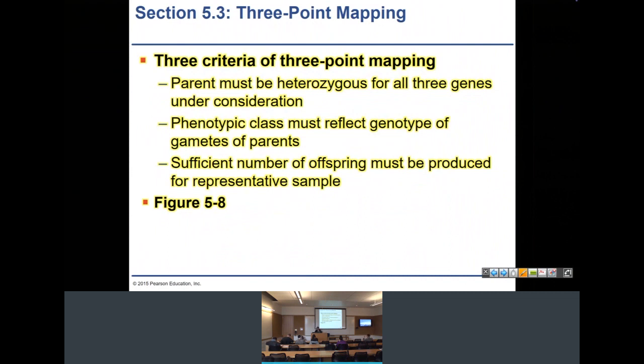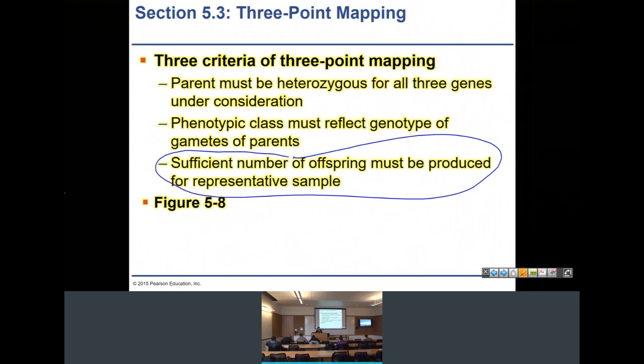All right, so to do a 3-point genetic map, there's a couple of criteria that have to happen in order to accurately map. First, one parent has to be heterozygous for all 3 genes. Basically what you're doing is a 3-point test cross. One parent is homozygous recessive and the other parent is heterozygous. And in that situation, you'll usually be able to map the genes. Also, it's very important that you have a significant number of offspring. You can't do this with a small n, a small number of offspring, because you're not going to be able to see the differences between the different phenotypic classes if you don't do that.